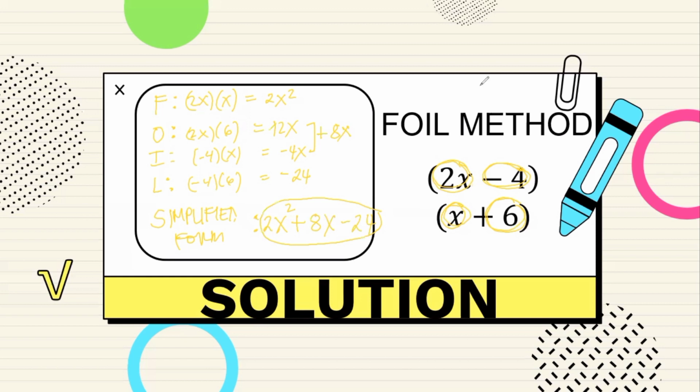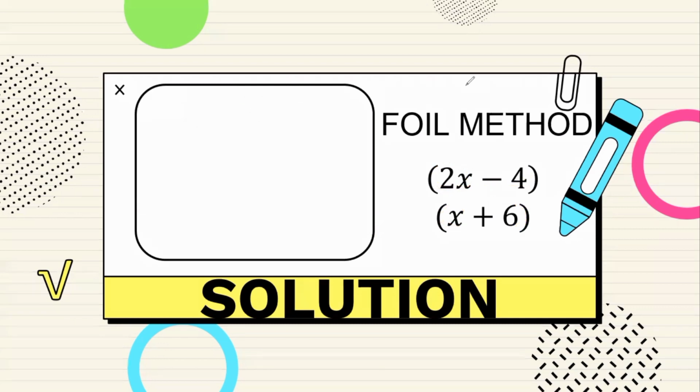I hope that's very clear. Okay, so when we apply FOIL method, we are actually getting now the product of the first terms, the outer terms, inner terms, last terms, and we have to combine the outer term and the inner terms, always add them, perform their operation, and then don't forget to simplify your answer so that you will get the simplified form. And check if your simplified form is already in its standard form.